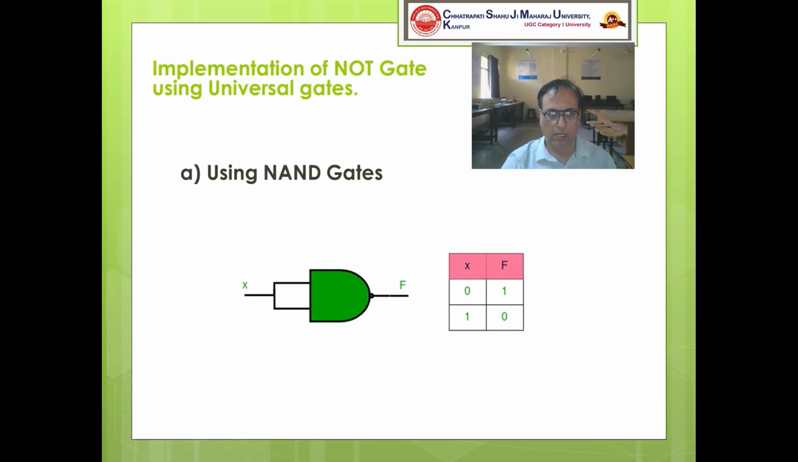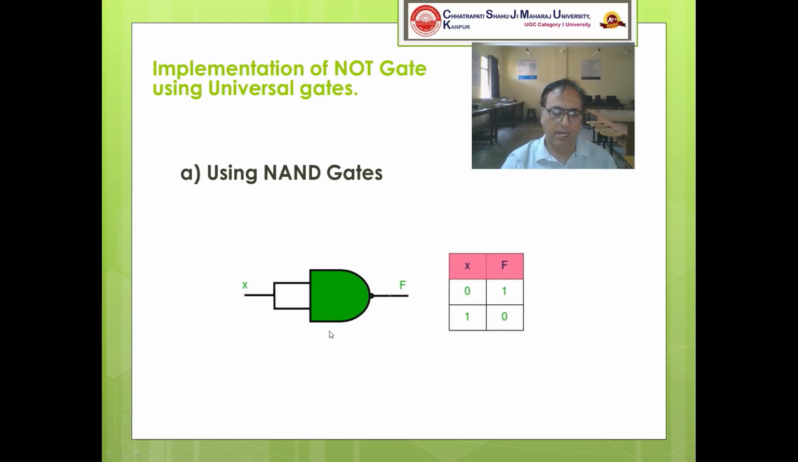Now using NAND gate, in the NAND gate also the same thing. If we short both the inputs, we can use it as an inverter. As we know that if 0 0 is given to a NAND gate, the output is 1. When 1 1 is given to the NAND gate, output is 0. So in this way, we can implement NOT gate using the universal gate.